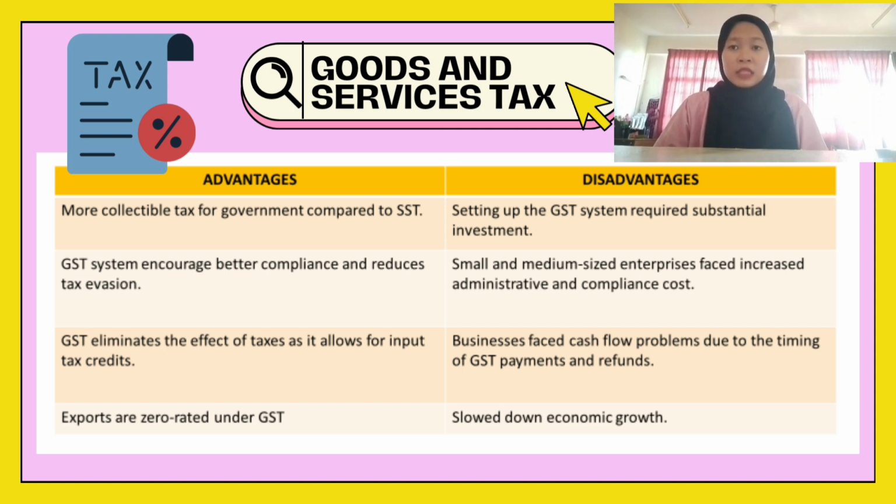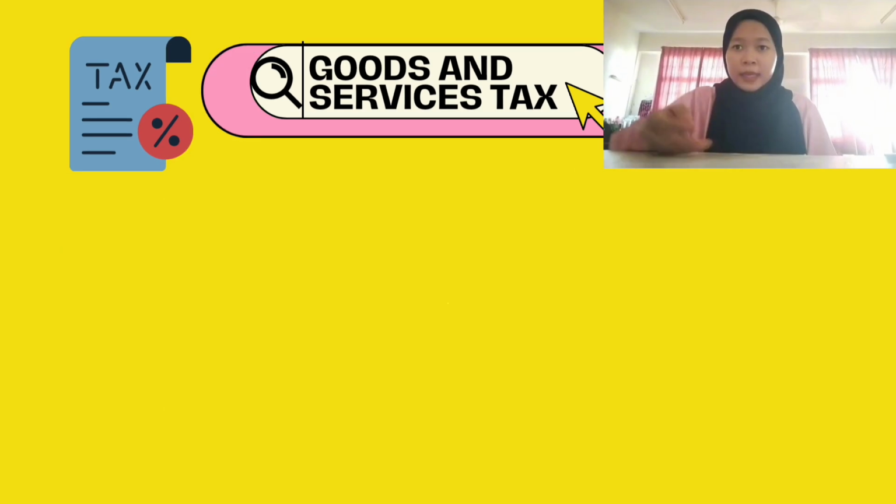The next is businesses face cash flow problems due to the timing of GST payments and refunds. The last one is it slows down economic growth. For example, the financial burden on consumers reduces their disposable income, leading to decreased consumer spending.